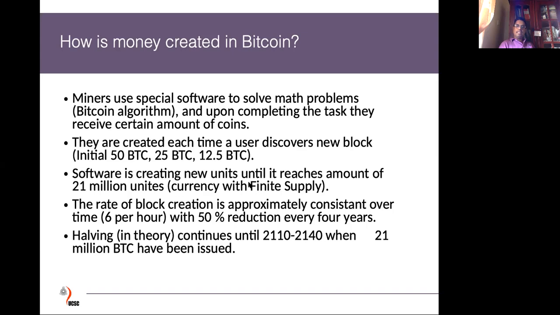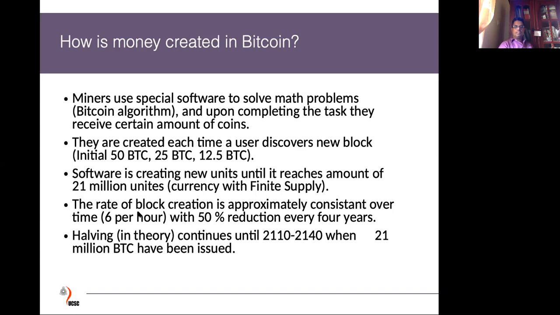As I mentioned, the money is created as a reward. Initially, Bitcoin gives 50 as a reward for the people who create the block. Later on, it was reduced to 25, and then it was reduced to 12.5 Bitcoins. Nowadays, the reward value is 12.5 Bitcoins. If you carry on this system, theoretically we can prove that the total number of Bitcoins created in the world is 21 million. So it's a finite supply. In physical currency we have an infinite supply, but in cryptocurrency we have a finite supply. It's a maximum of roughly 21 million.